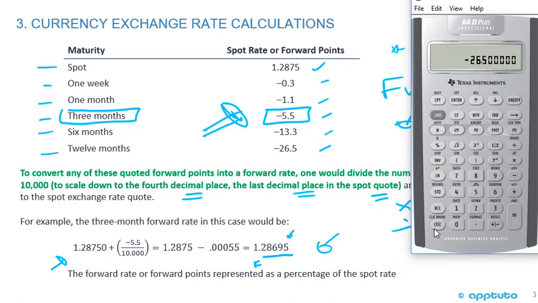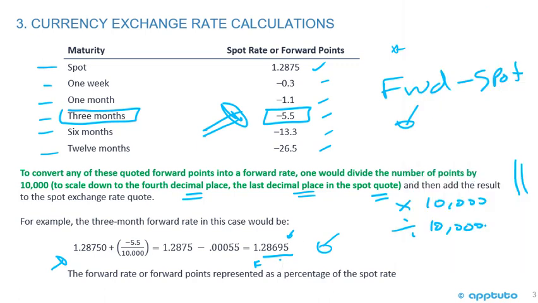Let's just bring up the calculator, and you can see this is really easy. If you're given this on a question, you would do 5.5, put the plus minus sign, divided by 10,000. And then I'm just going to add that to my 1.2875, my spot rate, and I'm going to get 1.28695, okay? So again, I'm writing the whole number out, but in terms of the convention, spot quote is to 4 decimals, and that's why we multiply or divide by the 10,000.